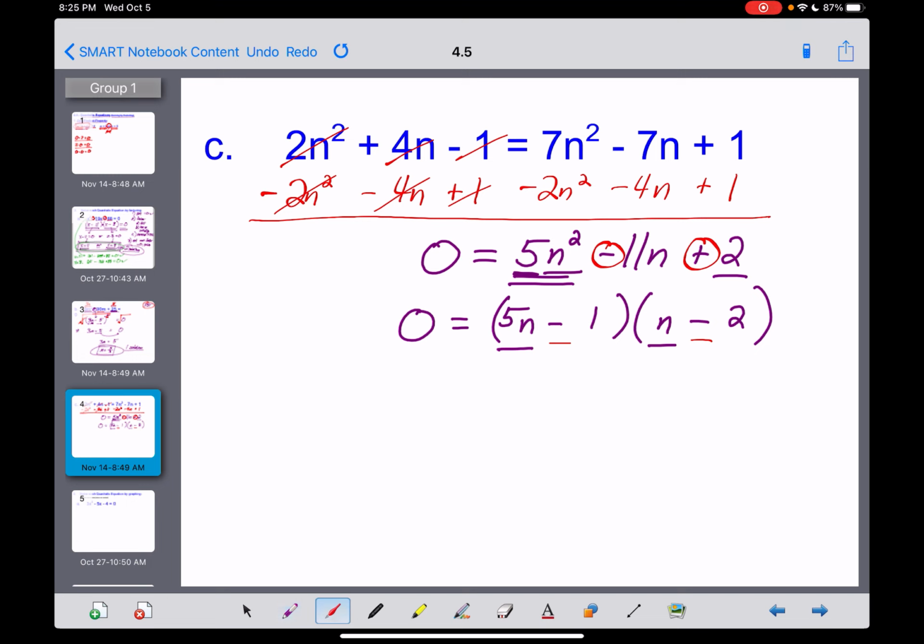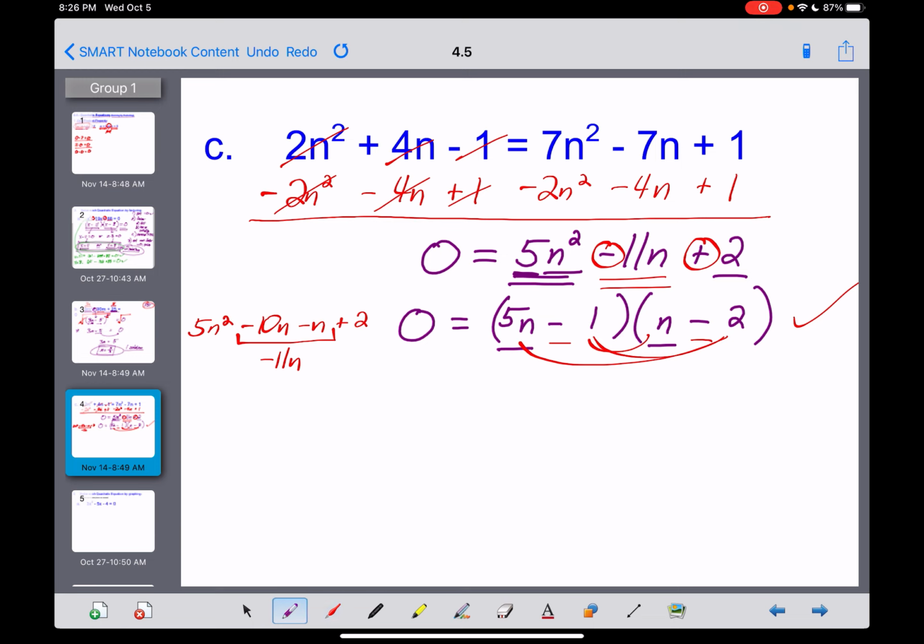And let's check that one. I think we're in better shape now. 5n times n is a 5n squared. Your outer product is a minus 10n. Inner product is a minus 1n. Okay, now we're in business. And a minus 1 times a minus 2 is a plus 2. Those terms combine to a negative 11n. That is what we needed right here. So check. We've got that one right.